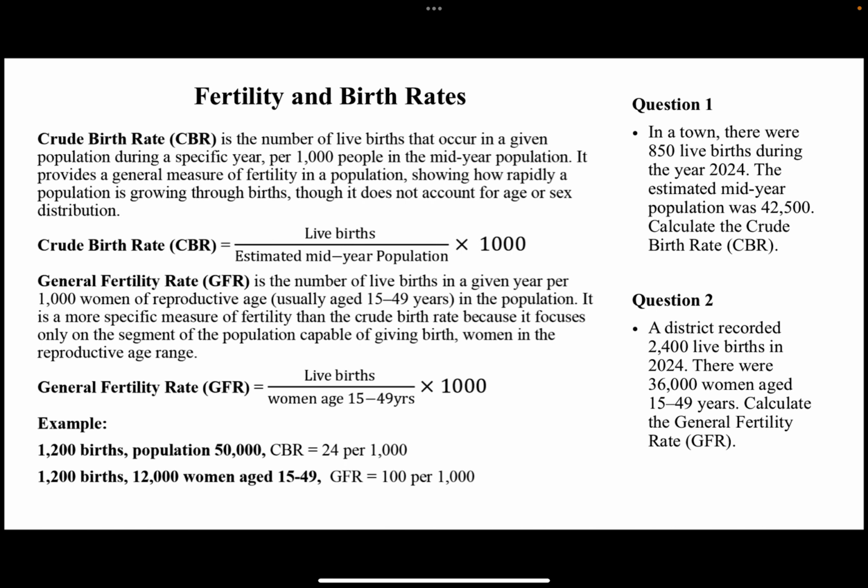Okay. Now let's do the second one. 1,200 births among women of reproductive age, which is 12,000. So we have 1,200 births divided by 12,000, then you multiply by 1,000. You are going to get 100. So you interpret this as 100 per 1,000 per year. Okay, so the general fertility rate is 100 per 1,000 per year.